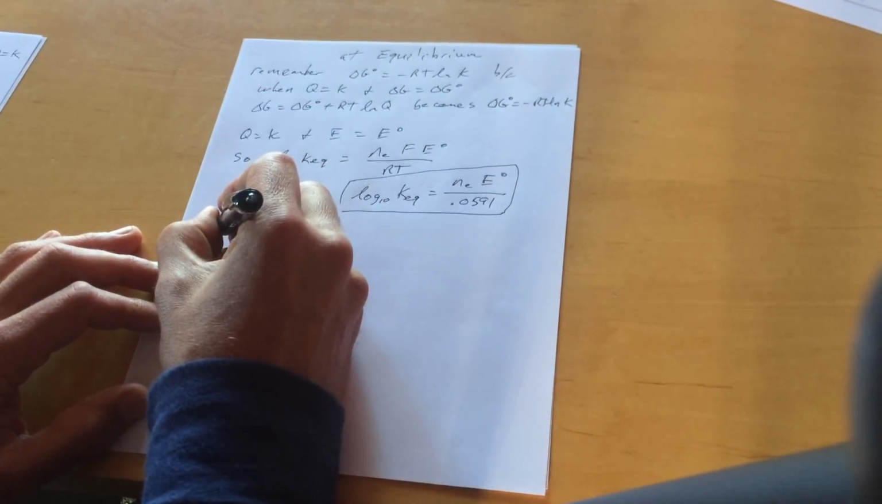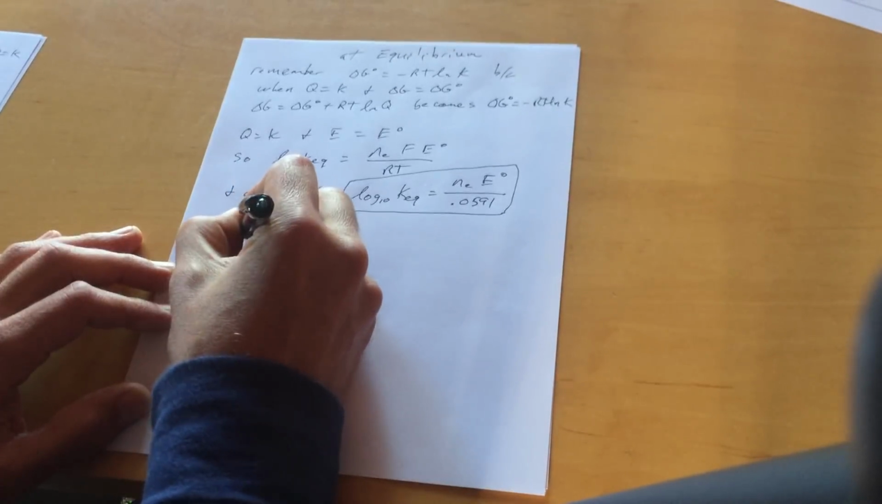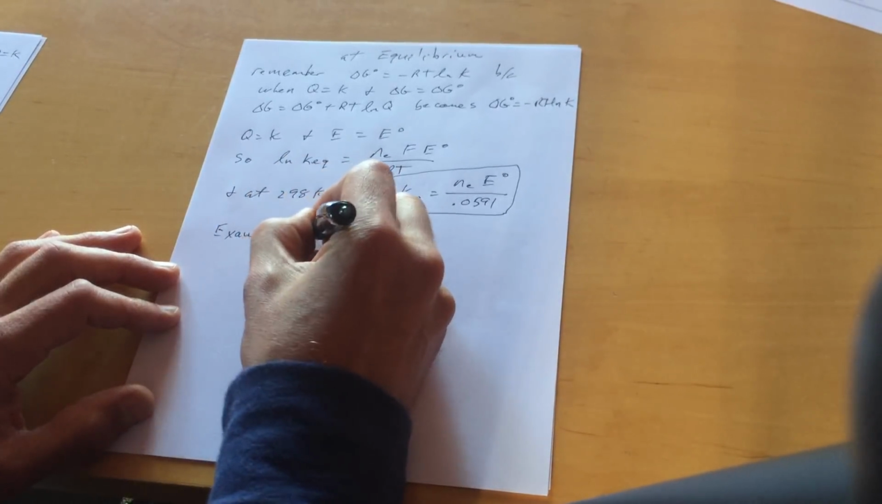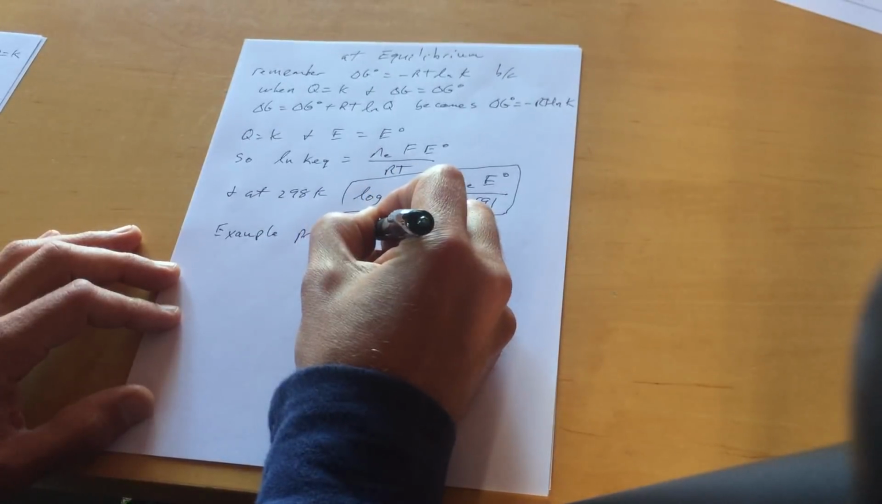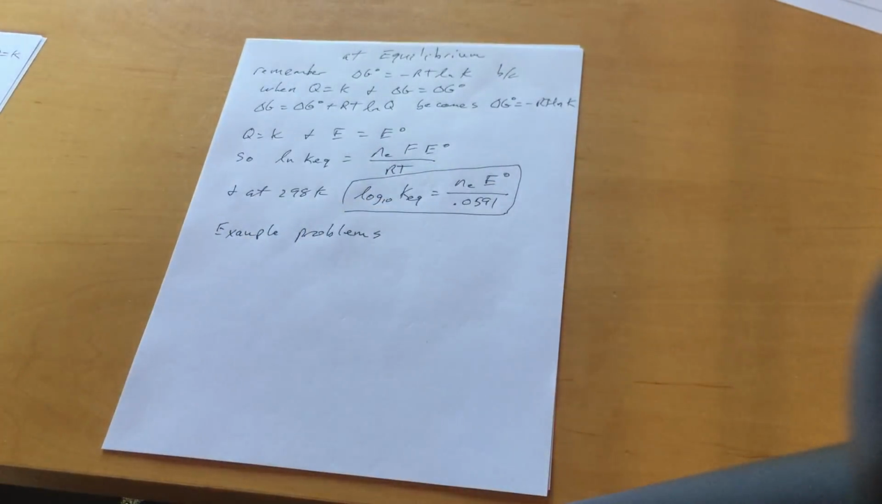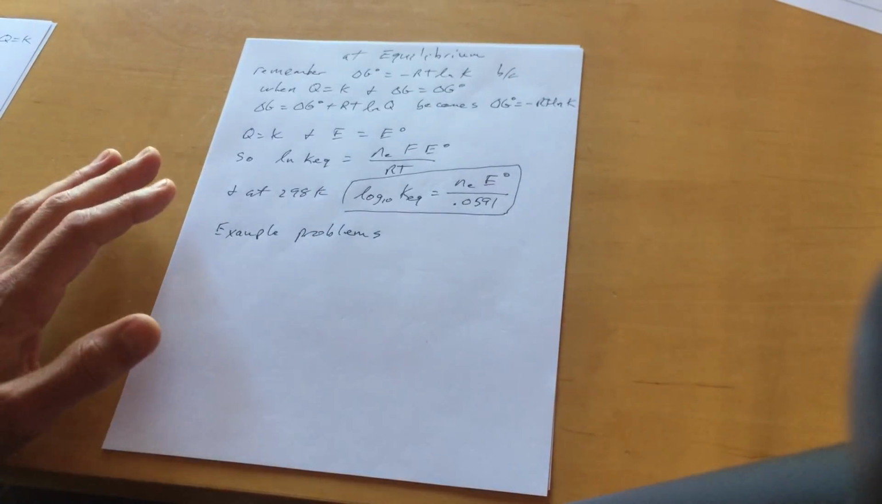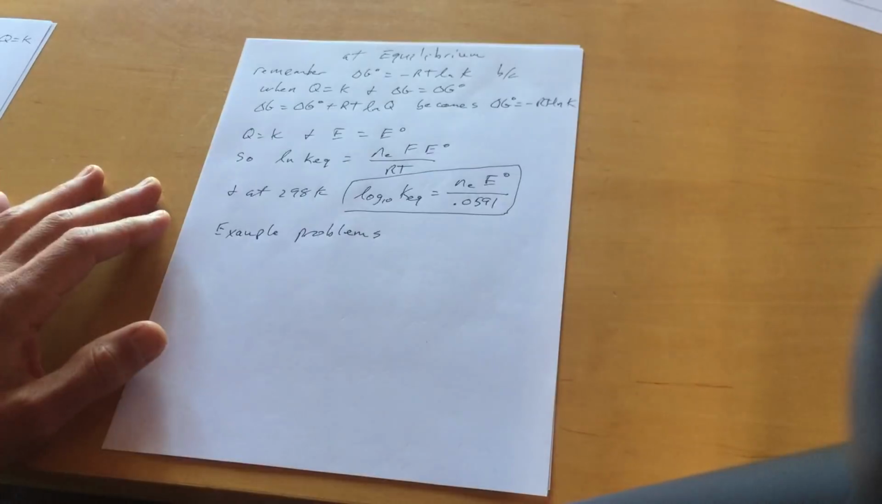Okay, so here are some example problems. I'm going to work one for the Nernst equation, where we'll change the concentrations of reactants and products and calculate the E of the cell. And the next one will be to calculate the equilibrium constant based on the E of the cell.